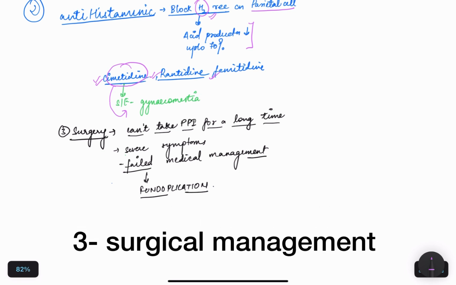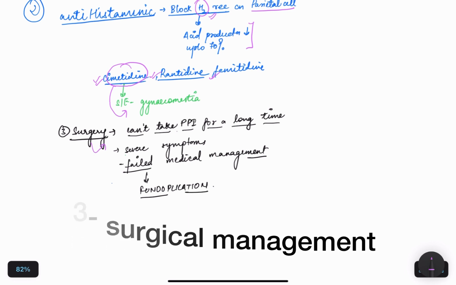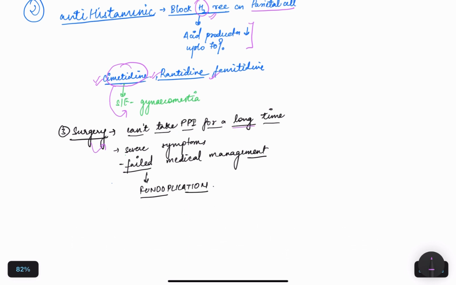Third management is surgery. The indication of surgery can be when the person can't take PPI for a longer time, or severe symptoms are present, or the person is not responding to any medical management or has failed medical management. We will do surgery, that is fundoplication.